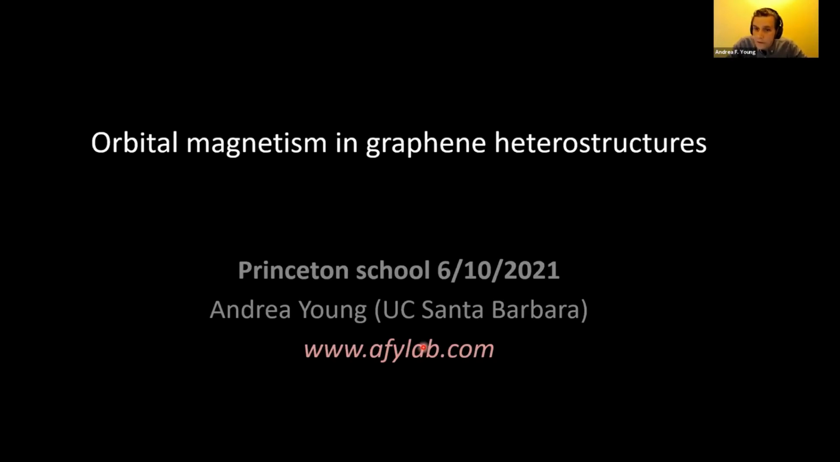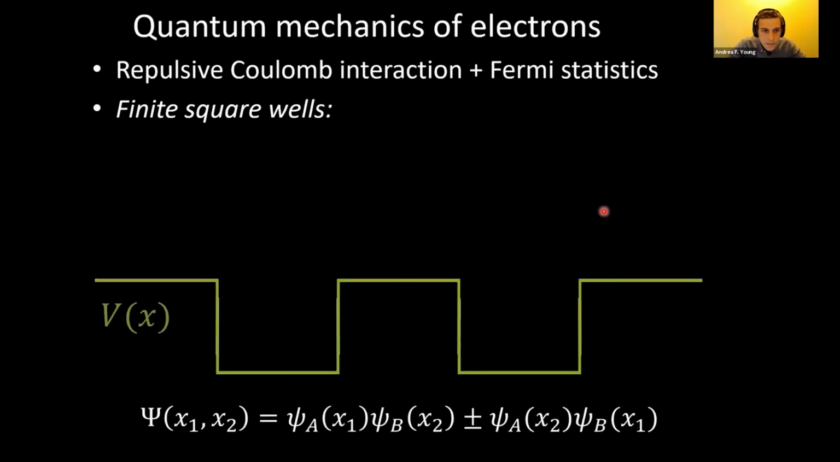Yeah, thanks for the invitation and the opportunity to give an overview of some of the work, mostly focusing on the work that we've been doing in my group over the last year or two on orbital magnets in graphene heterostructures. So let me start with just a very basic idea of the origin of magnetism.